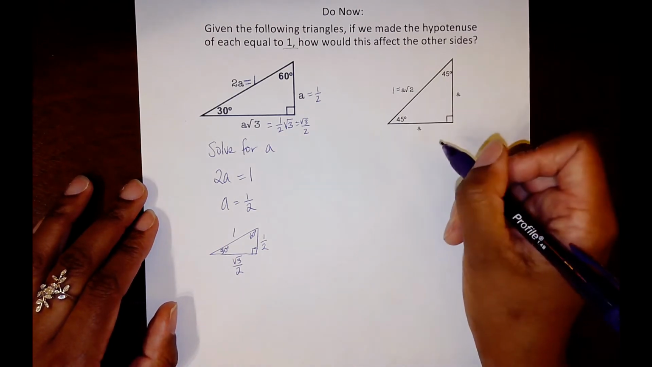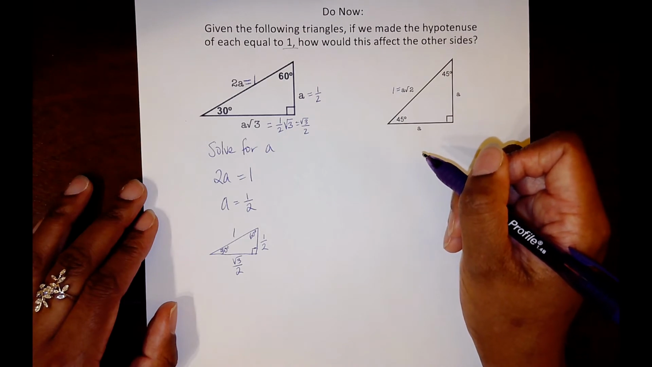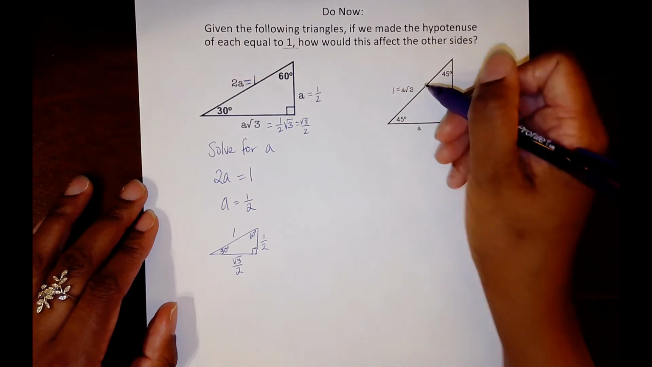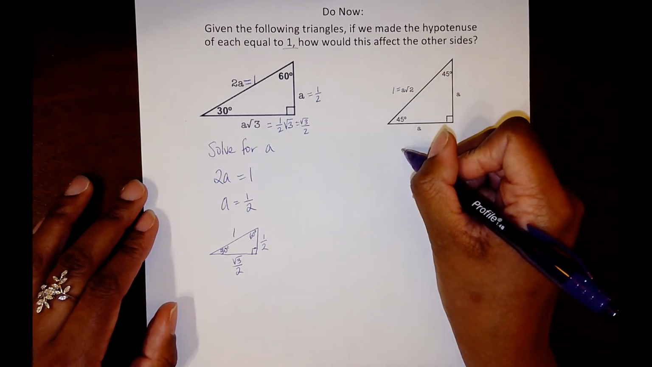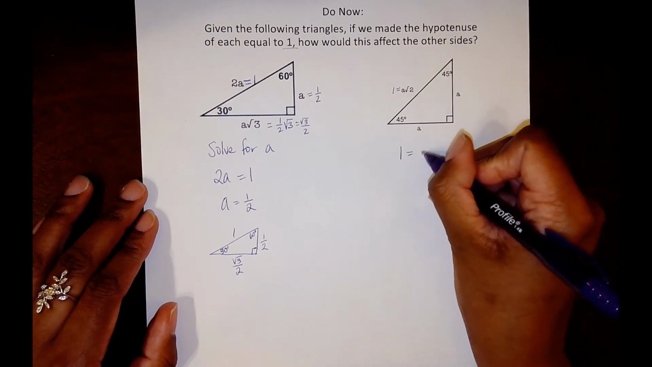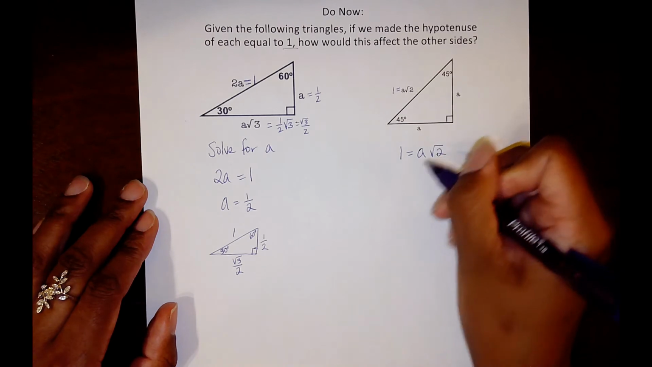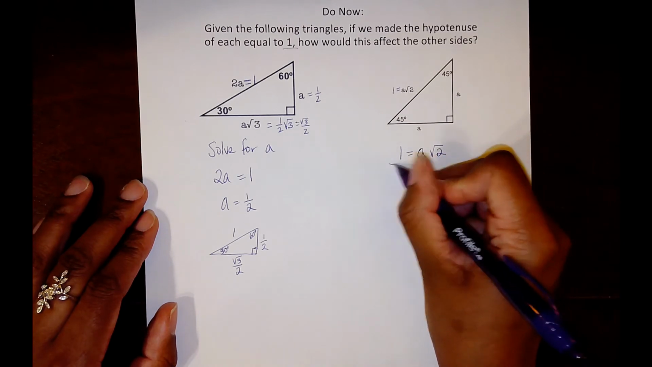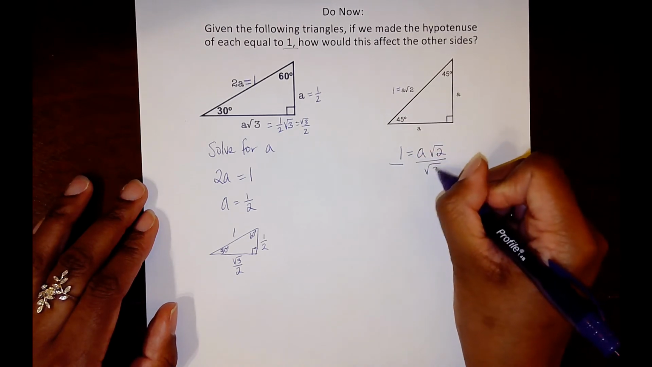So now let's move on to the 45, 45, 90 triangle. So here, in order to solve for what a is in this case, we're going to make 1 is equal to a times the square root of 2. And now to solve for a, we divide both sides by the square root of 2.